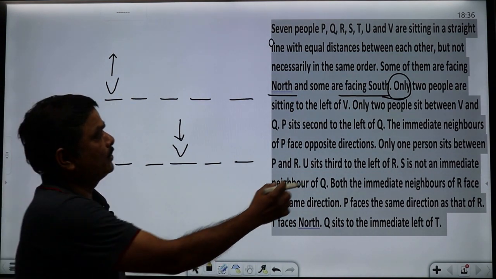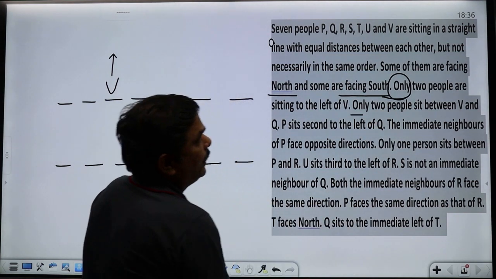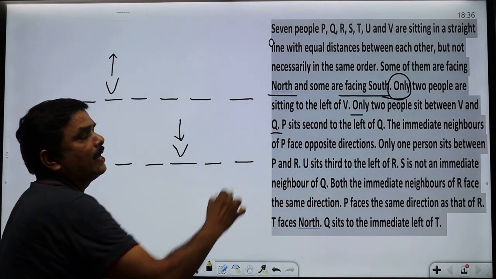Now go for the next information quickly. Here, only 2 people sit between V and Q.